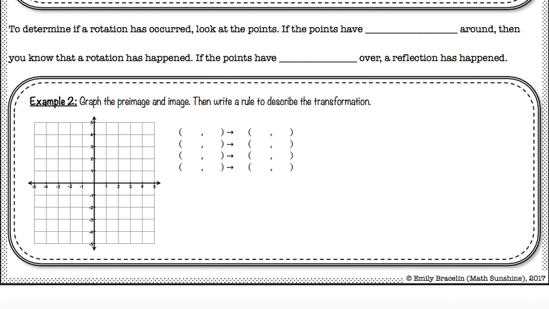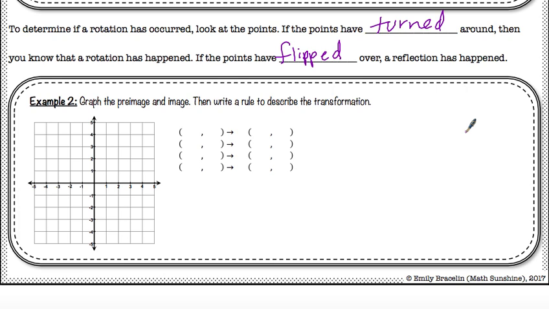To determine if a rotation has occurred, look at the points. If the points have turned around, then you know a rotation has happened. If the points have flipped over, a reflection has happened. So that's something to consider when you're not just looking at rotations, but when you're trying to analyze all types of transformations at the same time.